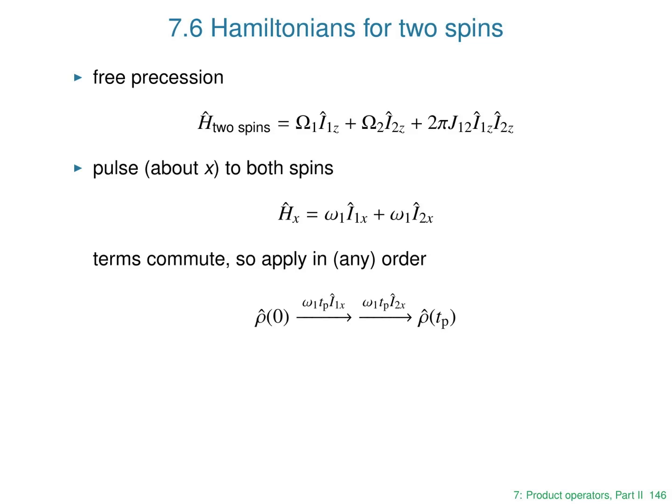And these two terms also commute, so like the terms in the free precession Hamiltonian, you can apply them in any order you like. If you're going to do a pulse about y, you won't be surprised to find that we just change the thing to I2y. And for example, it may be that you decide that you're going to apply the pulses either just to spin 1 or to spin 2. So here I've described the Hamiltonian for a pulse only applied to spin 2 about the y-axis. So the Hamiltonian is different depending on which spins you're pulsing and what phase the pulses are.